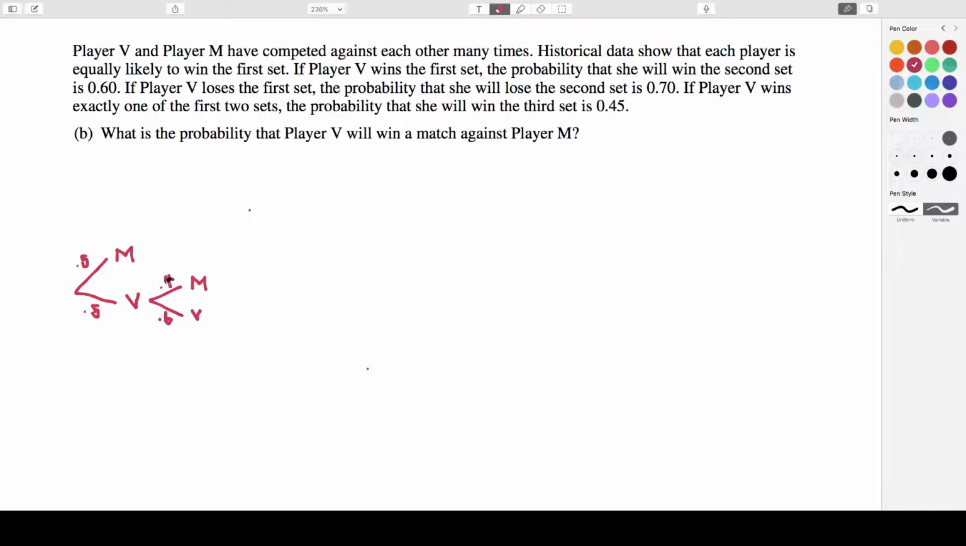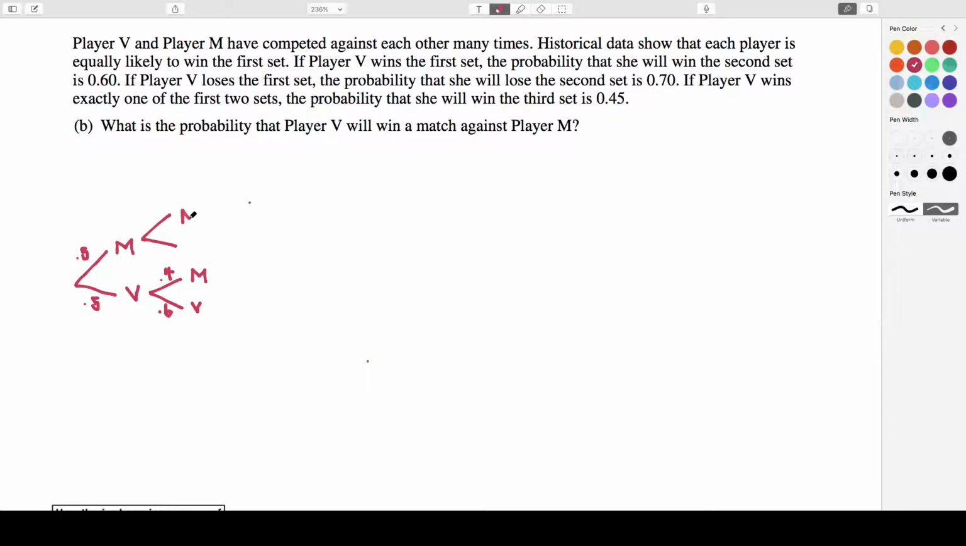Good. If player V loses the first set, that means M won. The probability that she will lose the second set, meaning M wins again, is 0.7, making the other part 0.3.